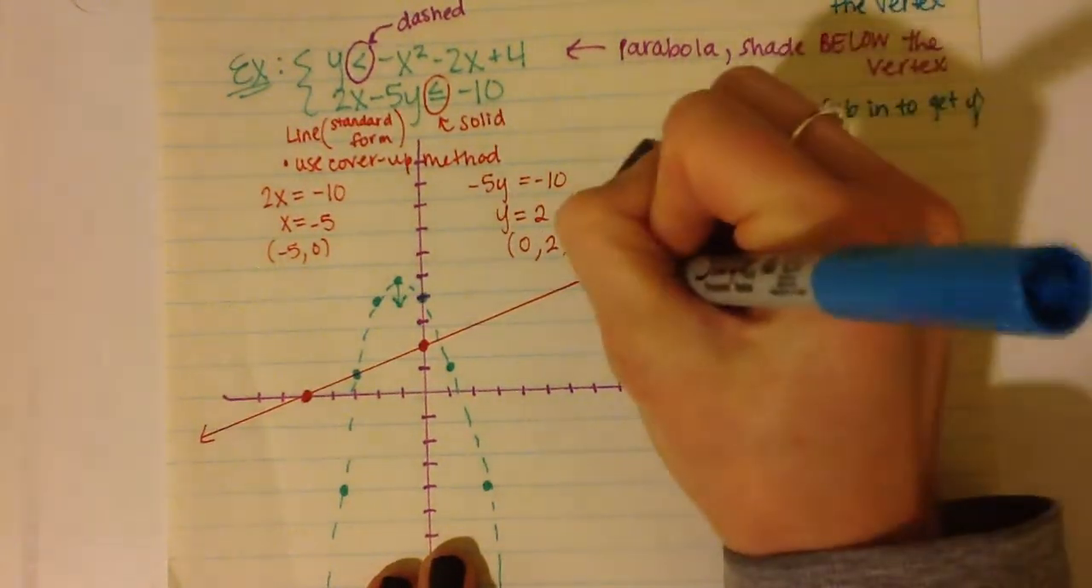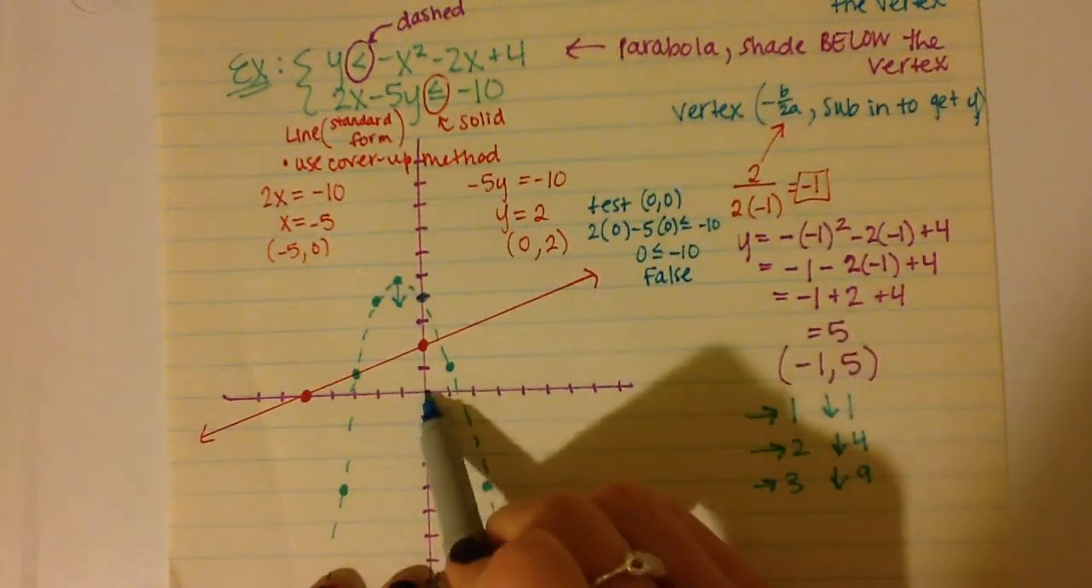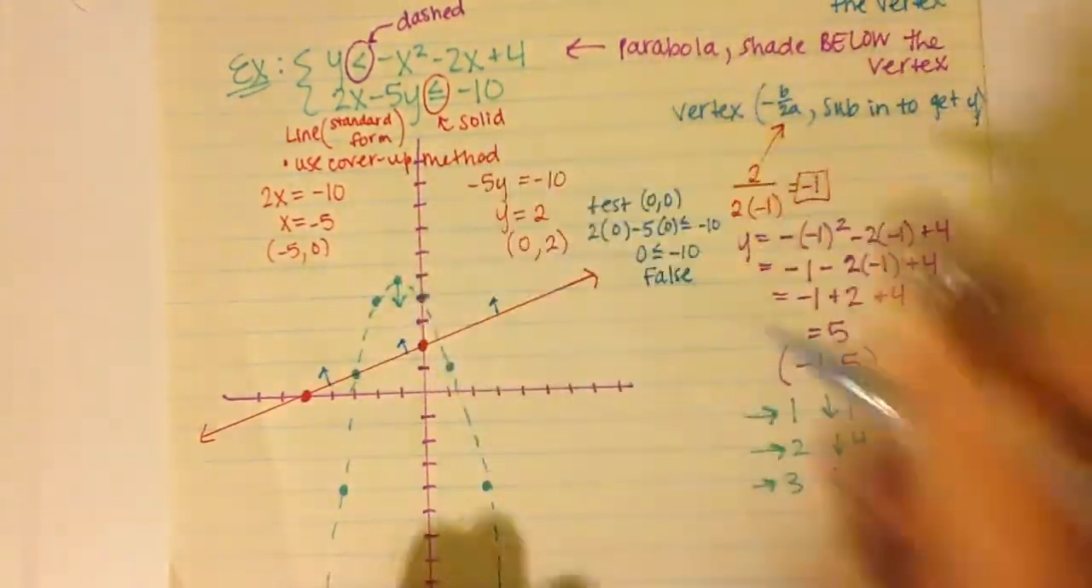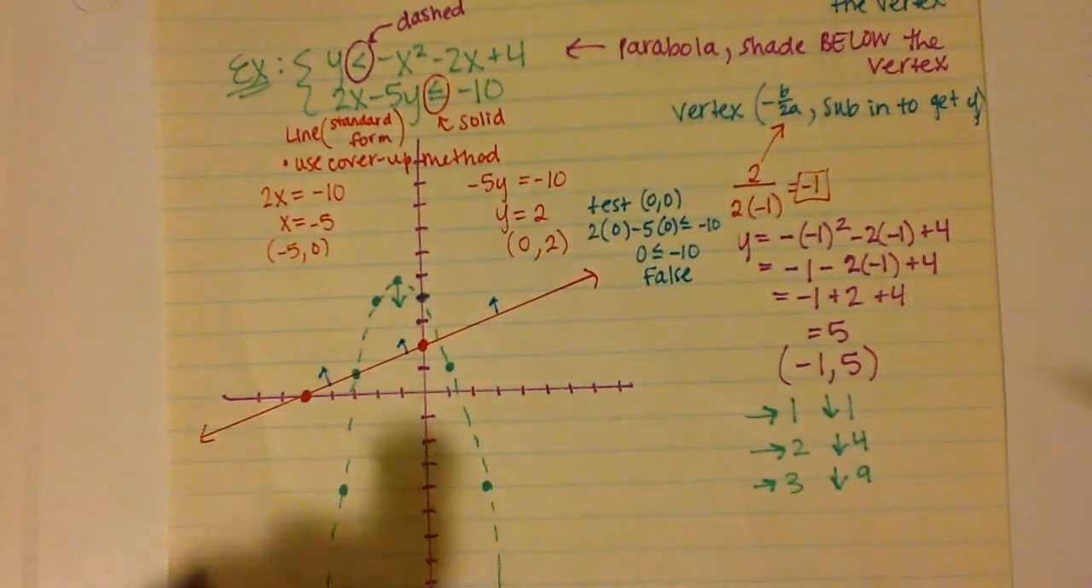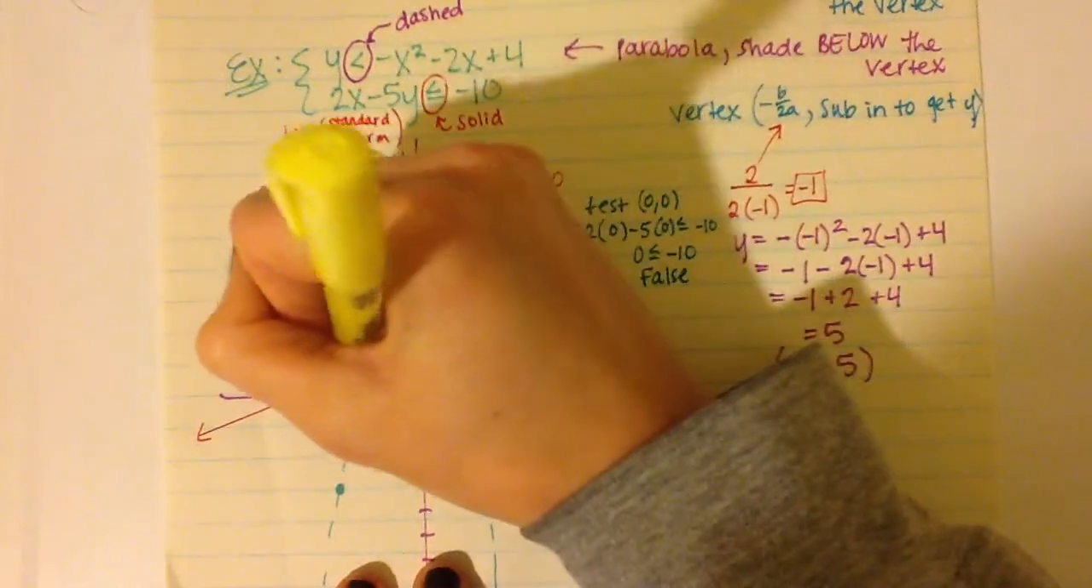No, that is false. So since it is false, we're going to shade away from the test point. So if our test point's down here, we're going to shade away. So if we're shading above our line, but below the vertex, your overlapping region would be this area.